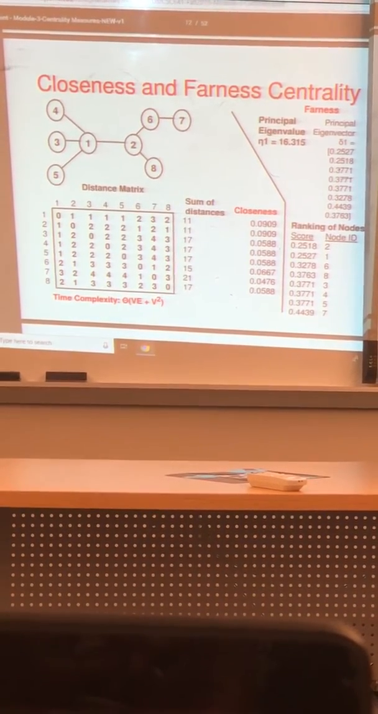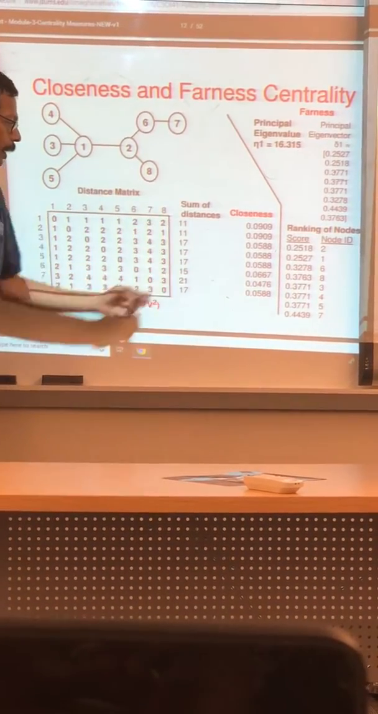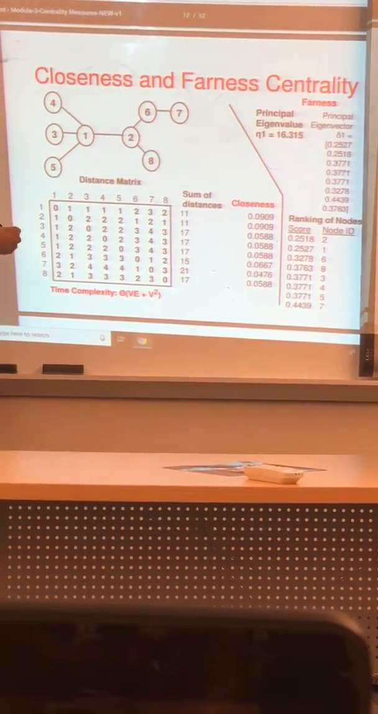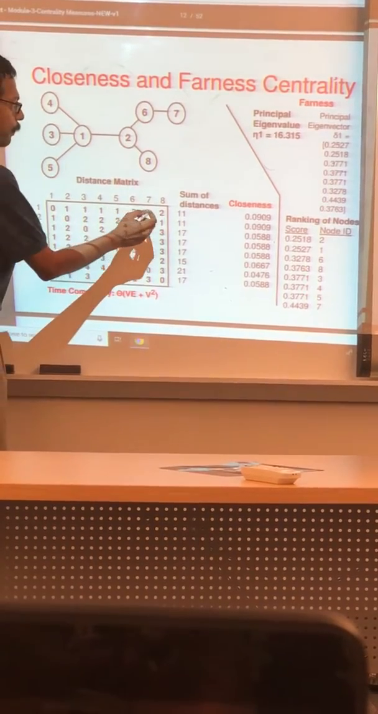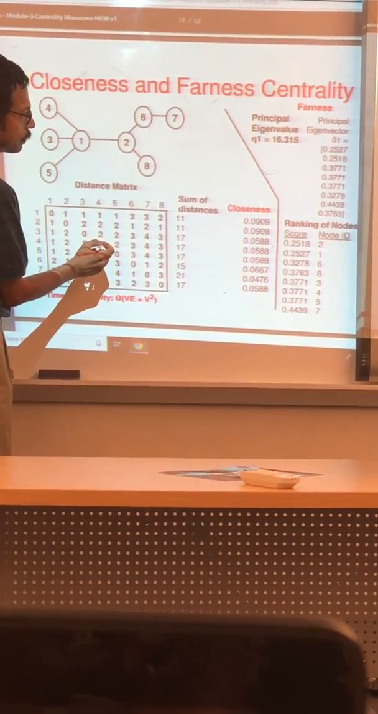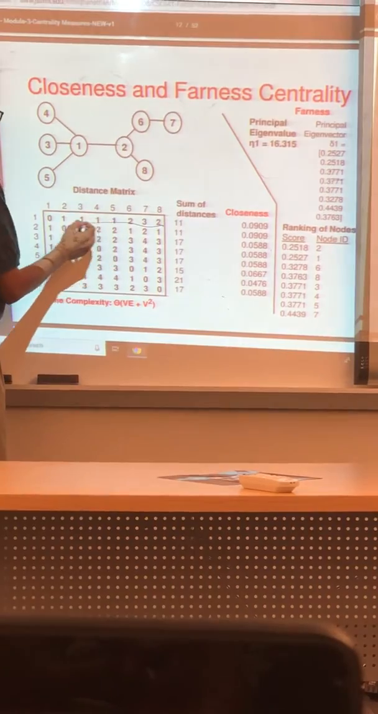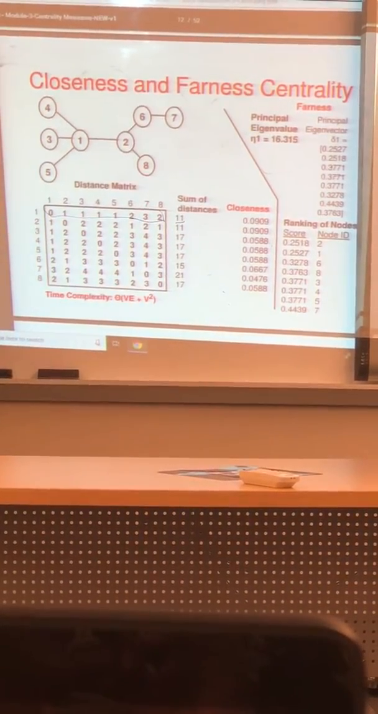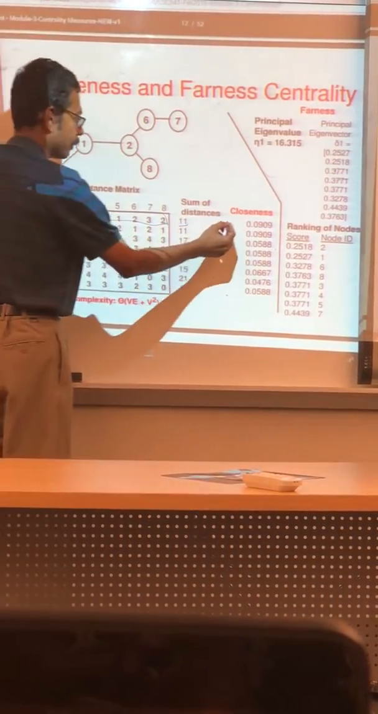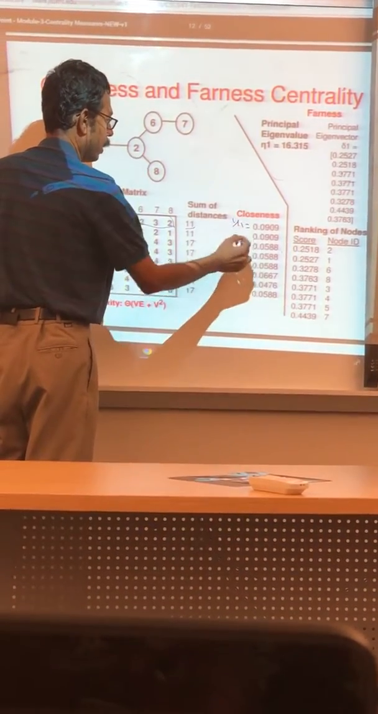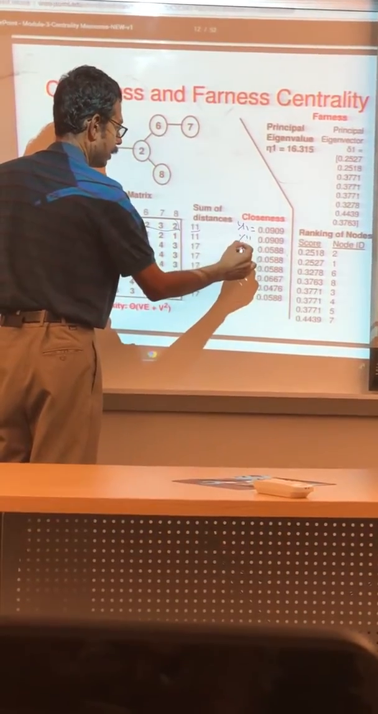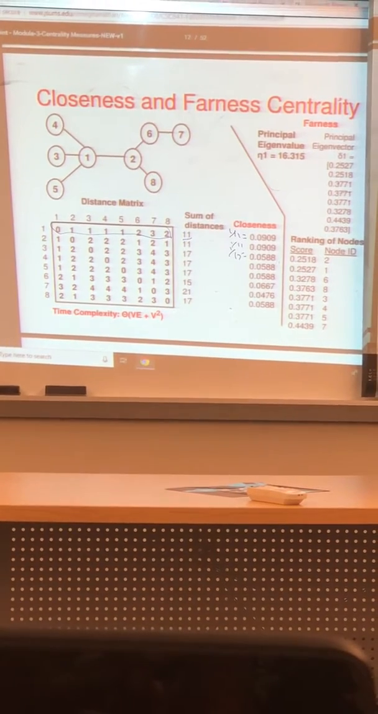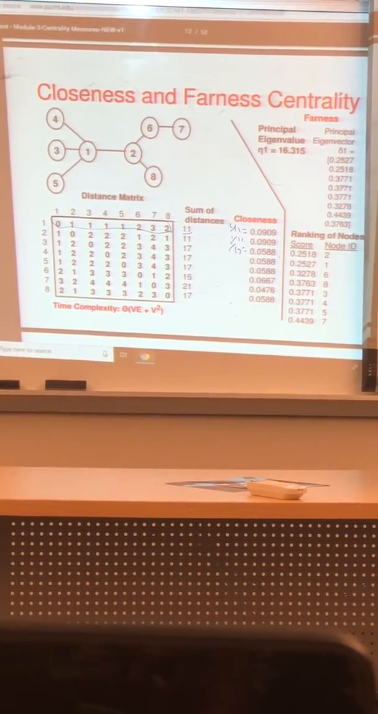So now what we'll do is, the closeness centrality of a vertex is basically the sum of all those distances. So the sum of all those distances is 11. Like that you get the sum of the distances and just take the inverse of that. So 1 over 11, 1 over 11, 1 over 17. So the closeness centrality is the inverse of the sum of the distances for each vertex.